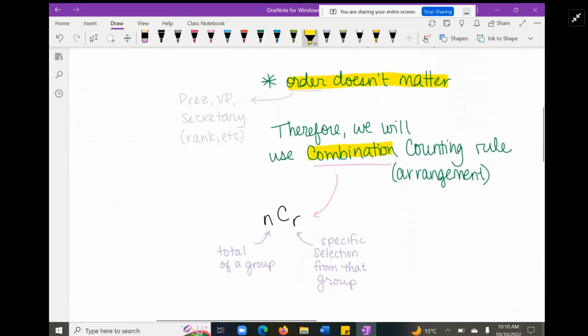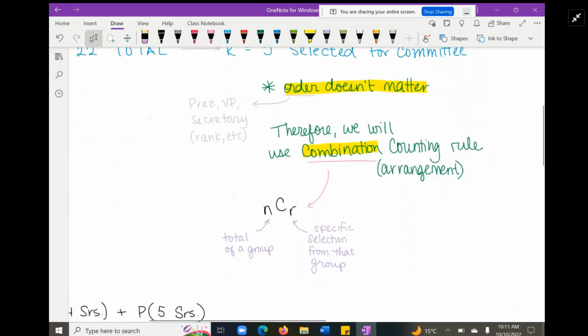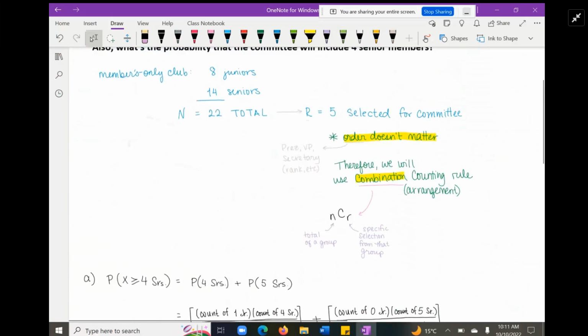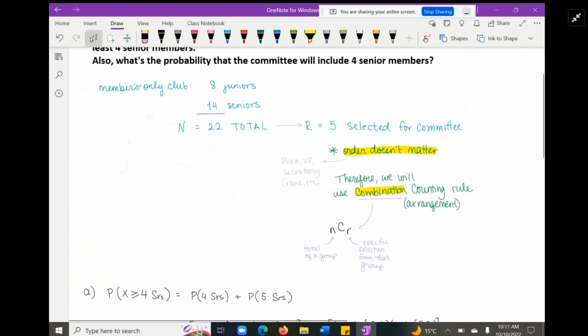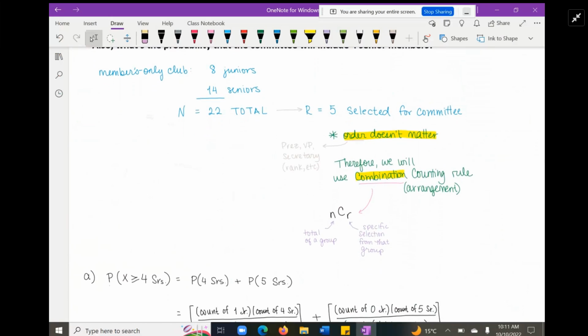So at this point in your course, in your class, you should be familiar with this notation. So we have the nCr notation. So we're saying we have a total of a group n run through this combination rule formula as it relates to the specific selection for that group or from that group. Okay. So of course, there's going to be a number of different ways that we'll use in calculating that, but we'll see in a moment how we set things up.